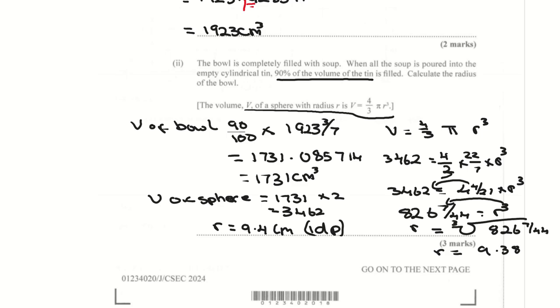The bowl is completely filled with soup. When all the soup is poured into the empty cylindrical tin, 90% of the volume of the tin is filled. So we know that the volume of your bowl is going to be 90% of your tin, right? So the volume of your bowl would be 90 over 100 times the volume. I'm going to use the exact value and not the value I have here. Put it in fractions, which is 1923 and 3/7. That would be the volume of my bowl, which would be 1731 centimeters cubed.